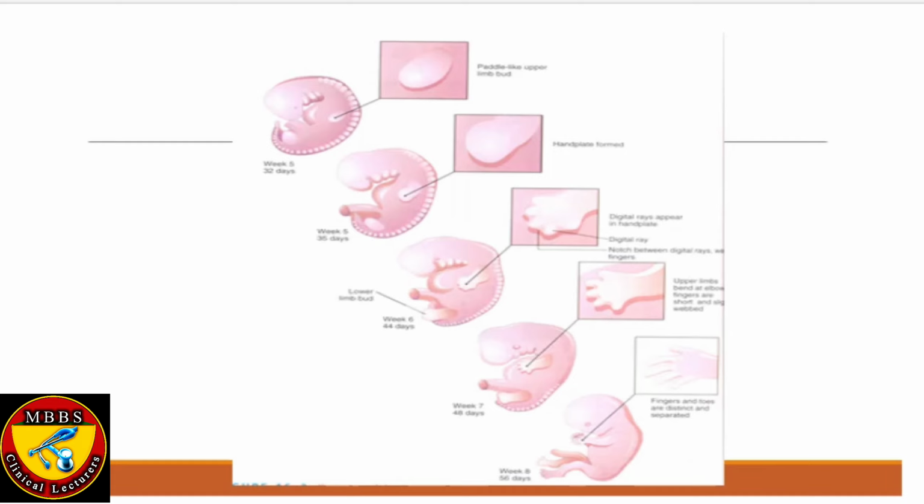If this programmed cell death doesn't take place, then there is a fusion of the fingers which gives rise to anomalies such as syndactyly, in which the fingers have not been separated and there is a tissue present between the fingers. Usually we have 5 fingers and 5 toes. At times there's either an absence of a digit or there may be an extra digit presence. In case of an extra digit, we call this anomaly polydactyly. That is, an extra digit is present.